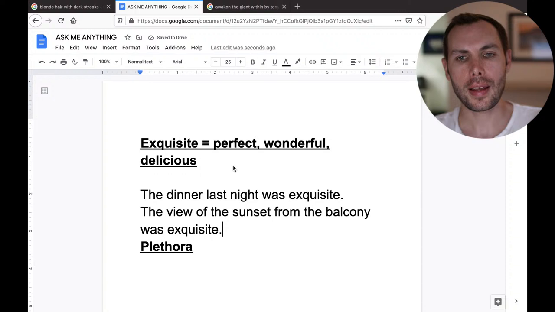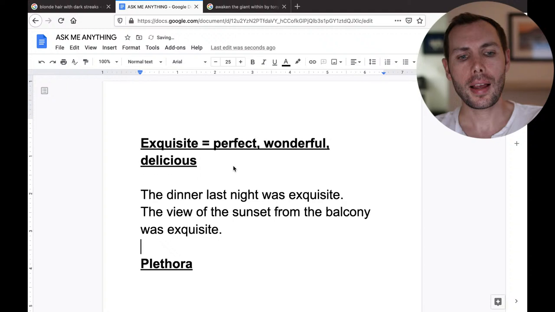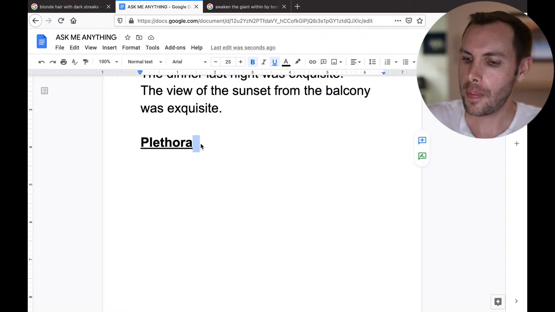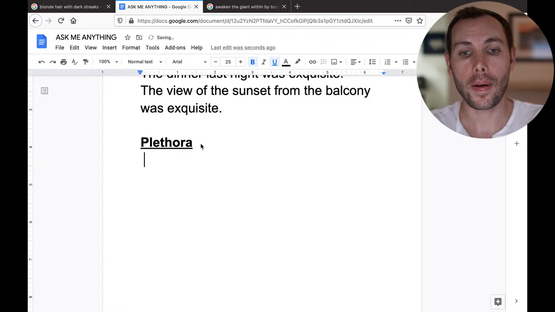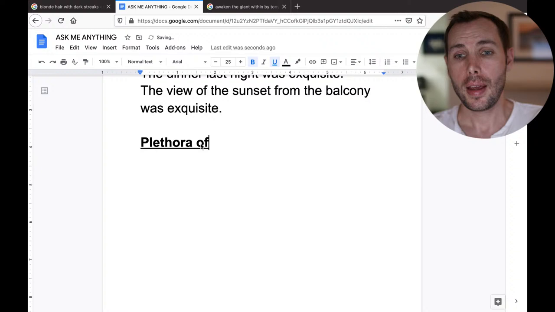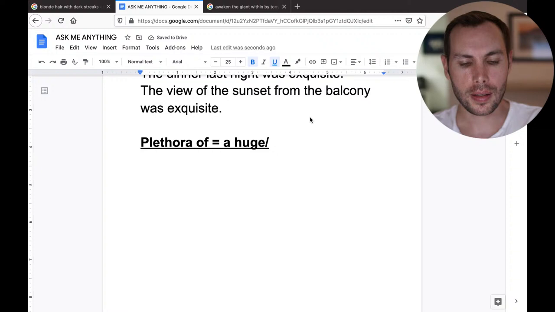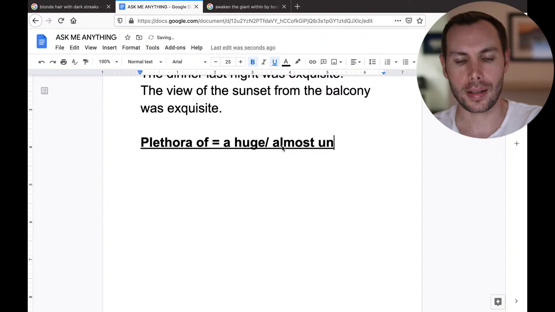Now another word which I like is plethora. Plethora. It's a very nice word. Really rolls off the tongue very nicely. Plethora. Now, you would say a plethora of something. Now this basically means huge, or maybe even almost unlimited amount of something.